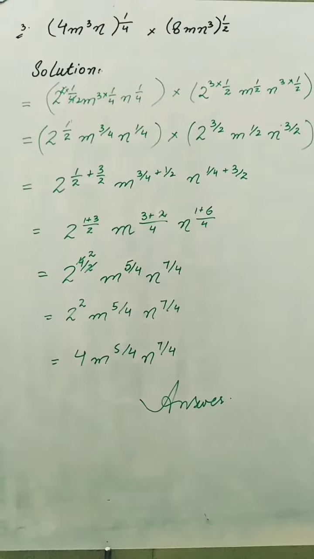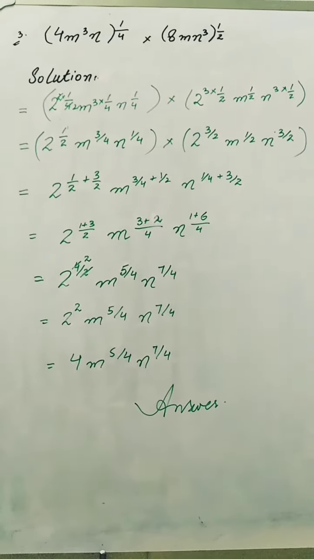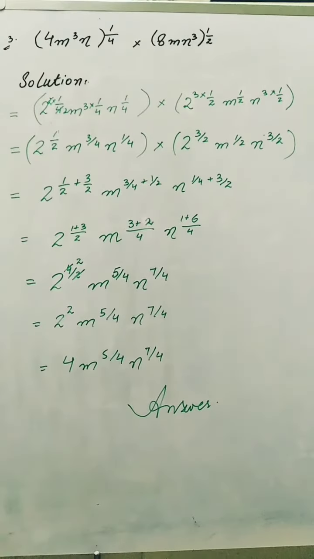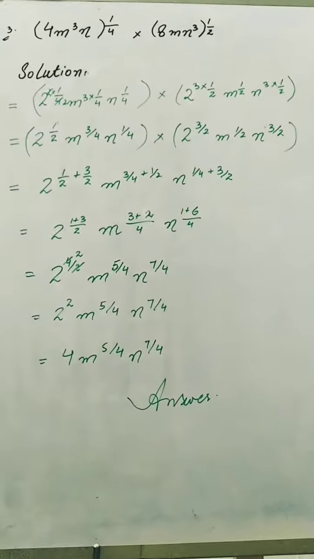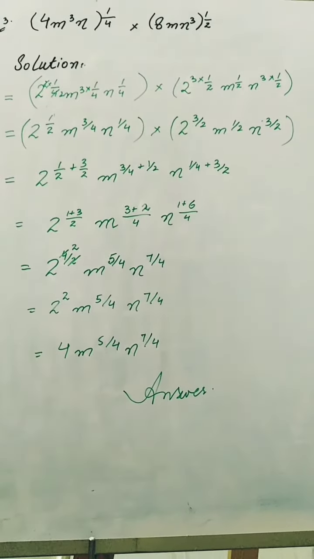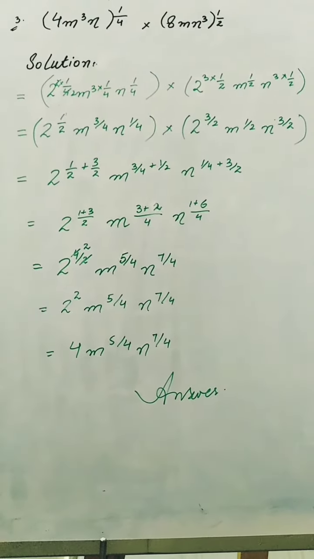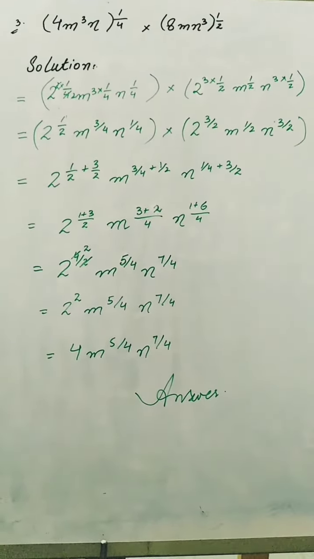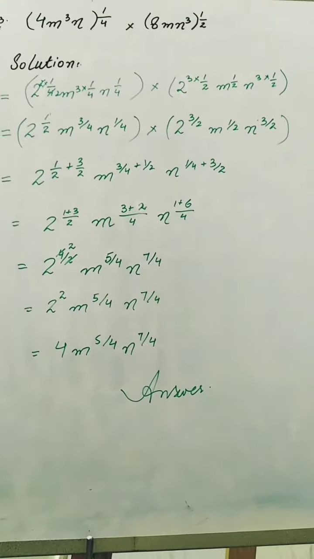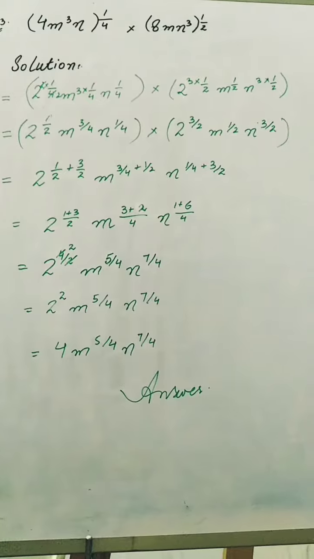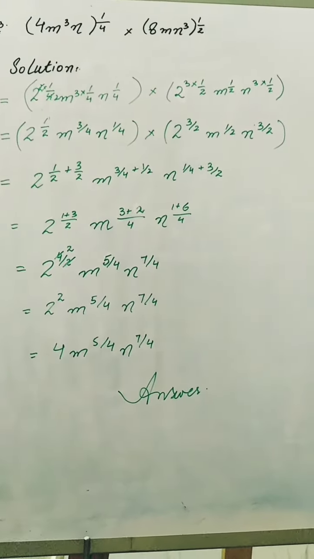Here look at another question involving multiplication. The question is (4m cube n) whole power 1 over 4 multiplied by (8m n cube) whole power half. Again we will solve the bracket first and then multiply these brackets with each other. In order to make the base same, first we write 4 as a multiple of 2, which is 2 raised to the power 2, which will be multiplied by whole power 1 over 4, m cube multiplied by whole power 1 over 4, n multiplied by 1 over 4.